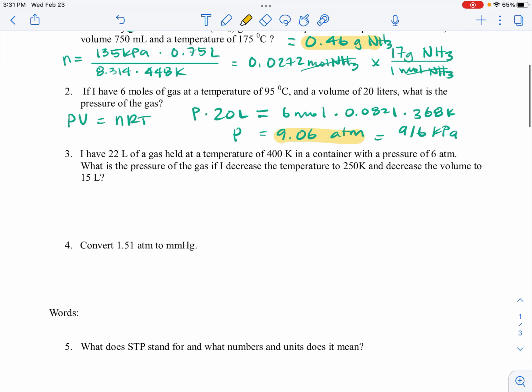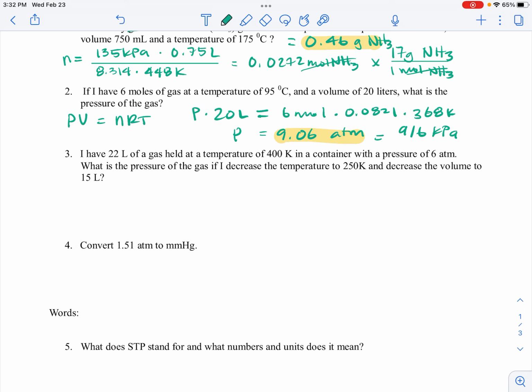Oh, actually, it's not the last one. We've got 22 liters of a gas held at a temperature of 400 K, contained with a pressure of 6 atmospheres. What's the pressure of the gas if I decrease the temperature to 250 K and decrease the volume to 15 liters? So this looks like a combined gas law problem. I don't see any mention of moles or grams, so let's plug in the numbers directly.